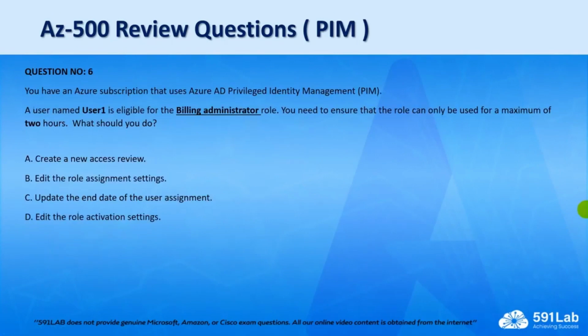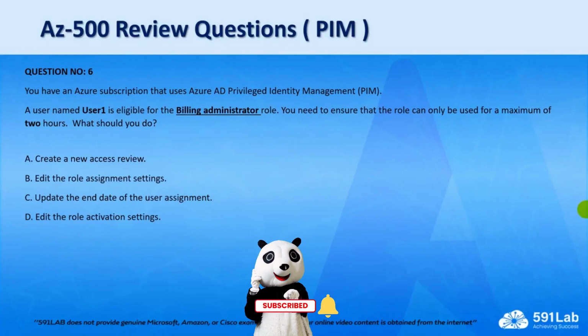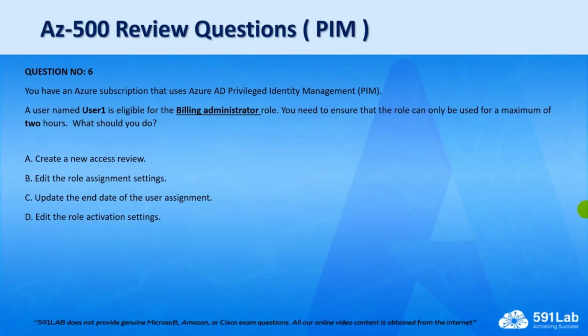In this question, we have an Azure subscription that uses Azure AD Privileged Identity Management. And we have a user called user1, who is eligible for the billing administrator role. Now we need to ensure the role can only be used for a maximum of 2 hours. I think the question is pretty easy. We have seen in the initial section of this video as well as in the previous questions how we can set the duration for activation. If you look at the options, you can clearly get the idea which option is the right one. And the right answer is edit the role activation settings.